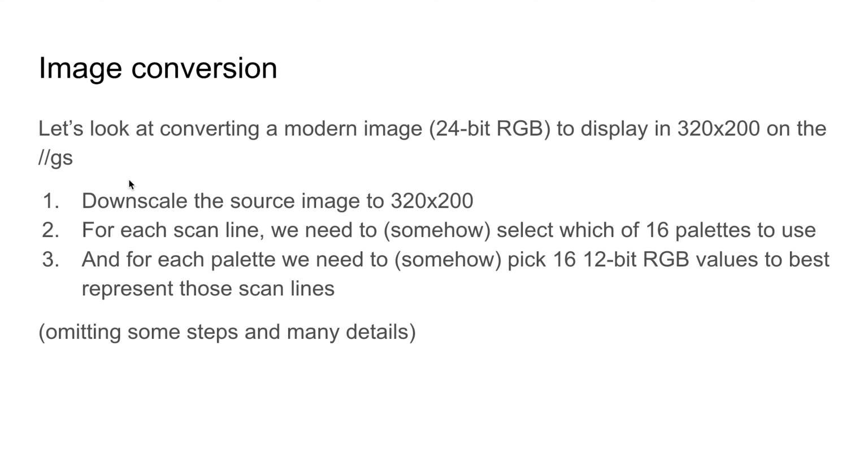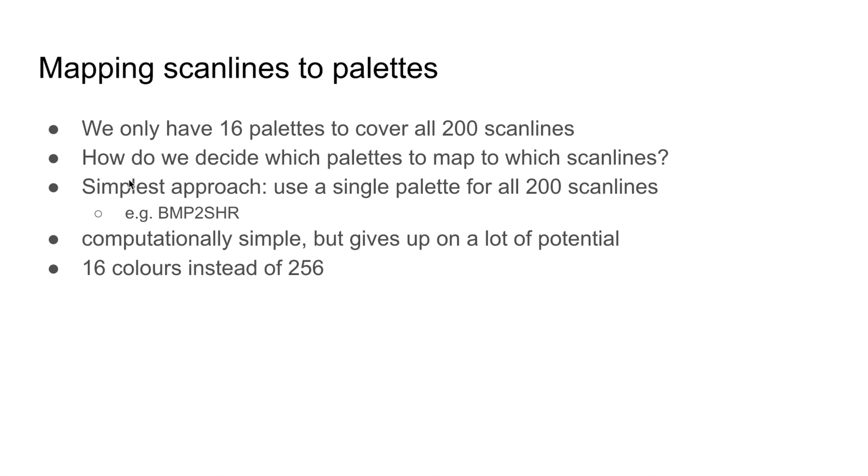Firstly, for each scanline in our image, we need to somehow select which of our 16 color palettes we want to use for that scanline. And then for each of those palettes, we need to somehow pick the 16 12-bit RGB values that we should use to best represent those scanlines in the source image. So there's a lot of steps I'm omitting and a lot of details here to get this to work well. But those are the 2 core problems that we have to solve: mapping the scanlines to palettes and then choosing the color values for each of those palettes. So let's look at the first one.